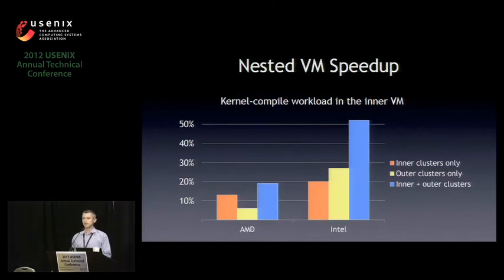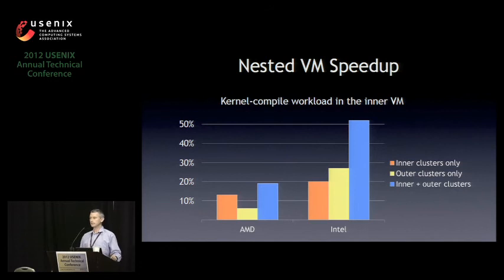Here's an experiment with nested VMs where the inner VM runs a kernel compile workload. These are the improvements in running time when clustering was applied either at the inner level, at the outer level only, or at both levels, compared to running the same VM in a nested setup without clustering at any level. Both for Intel and AMD. So you can see that with clustering at both levels on Intel CPU, the benefit is pretty significant. It improves the running time by more than 50%.